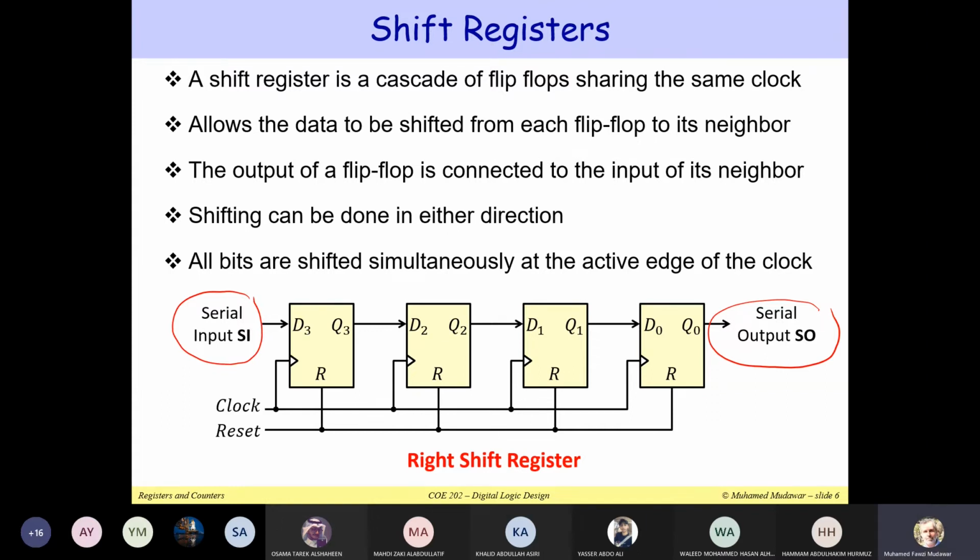And cycle by cycle, we are shifting all the bits inside this shift register. So they can be shifted in one direction or the other. But the point is we are shifting all the bits simultaneously. Because we are connecting the clock to all of these flip-flops, the shifting will be done in parallel at the same time. That's very important to understand when you are designing a shift register: all the bits are being shifted at the same time.